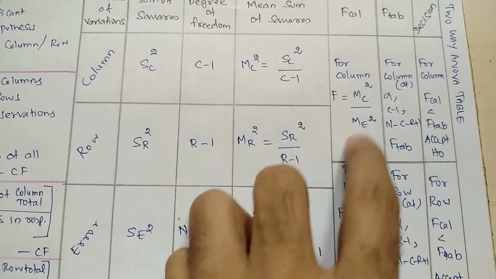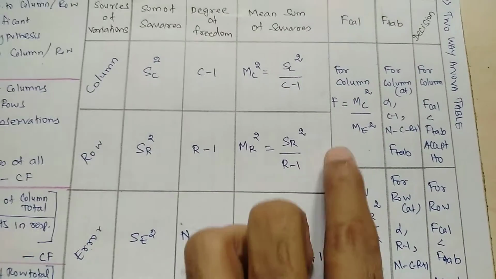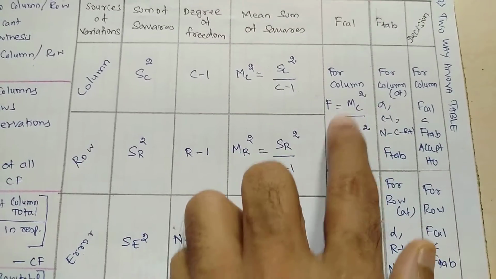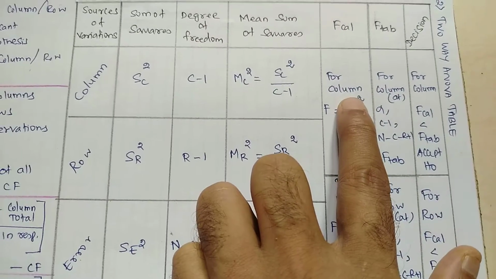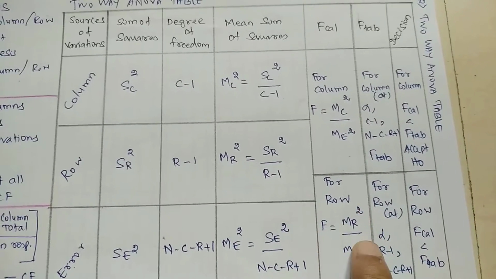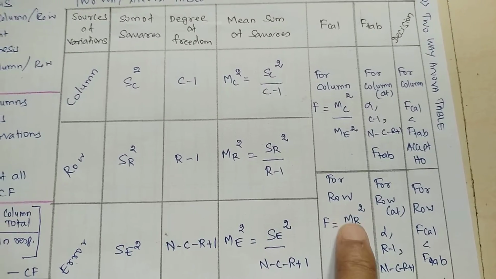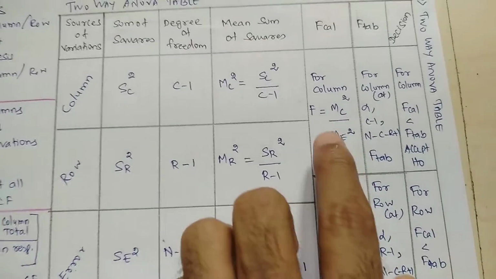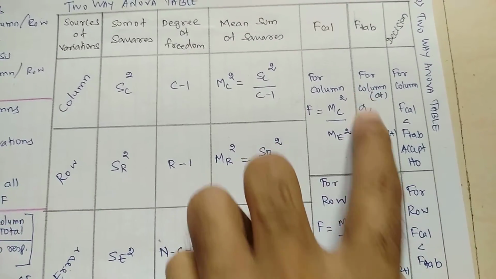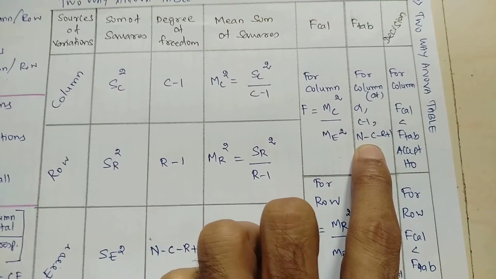Suppose if both the values are greater than 1, as such we can proceed. Suppose if this is less than 1, we have to divide in reverse, that is ME square divided by MC square. Similarly, if this is less than 1 means ME square divided by MR square. So as you know, F ratio should be always greater than 1. So here how we are dividing, based on that only we need to refer table value.